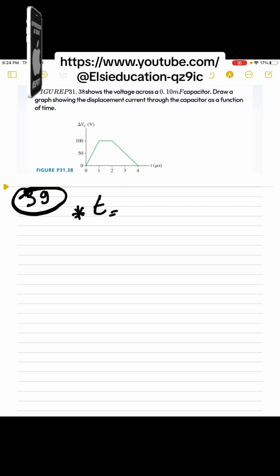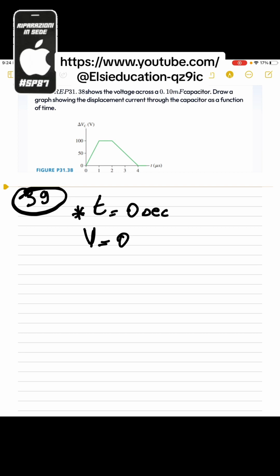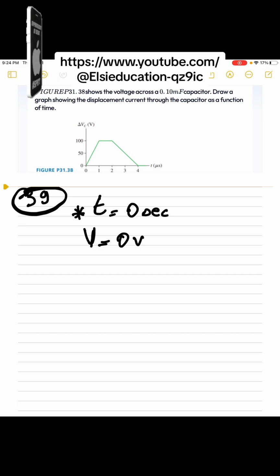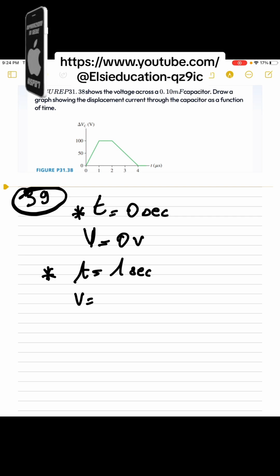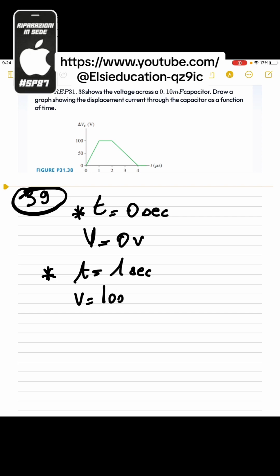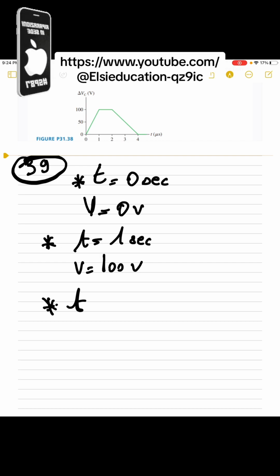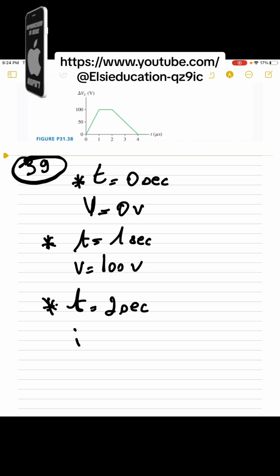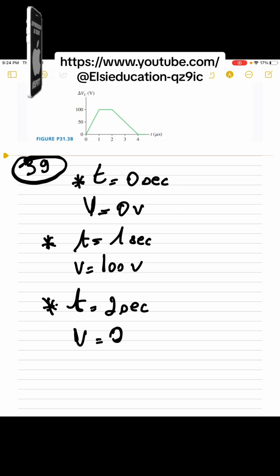At time equal to 0 second, the voltage is 0 volt. And when time equals 1 second, the voltage is 100 volt. And when time equals 2 second, the voltage is 0 volt.